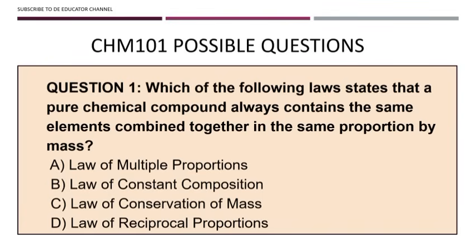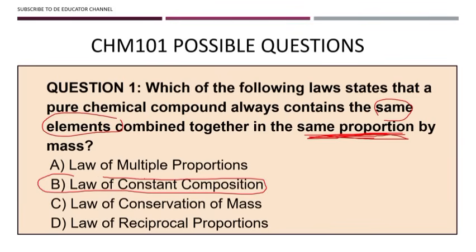There are laws. And now, in this particular law, once you see the same element, and then you are also seeing same proportion, constant proportion, fixed proportion, the answer to that question is the law of constant composition. So this is the law of definite proportion also, or constant composition. All right, so a compound always has a fixed composition regardless of the source, regardless of where it comes from.